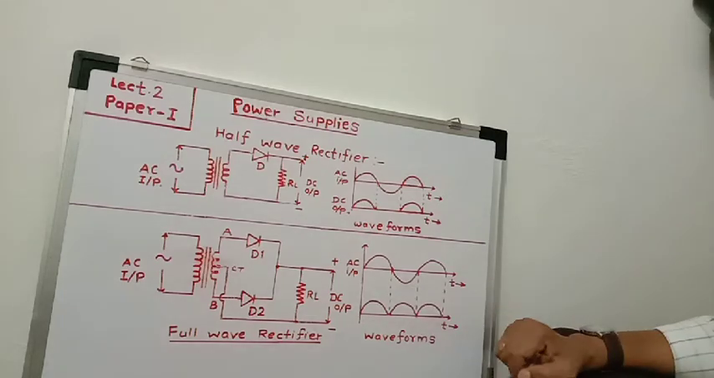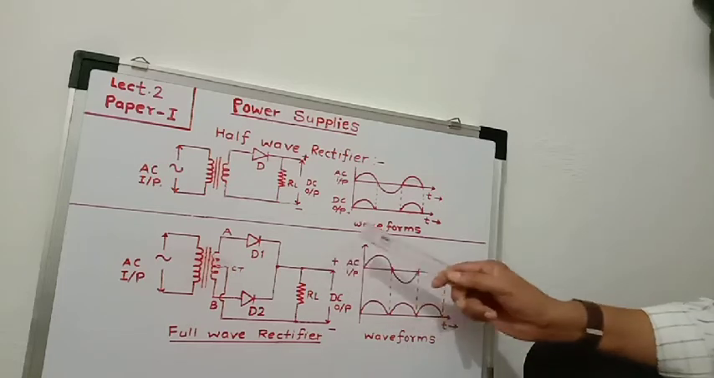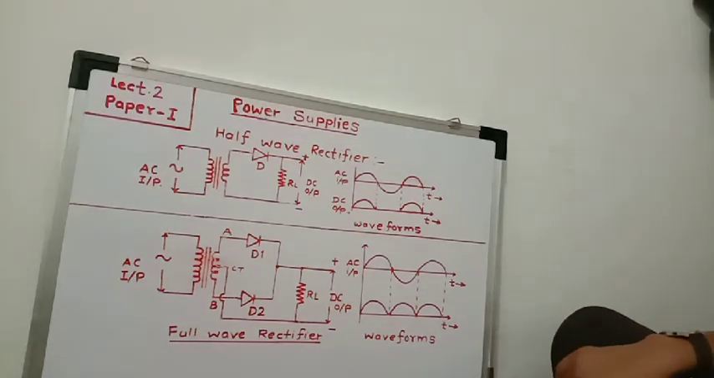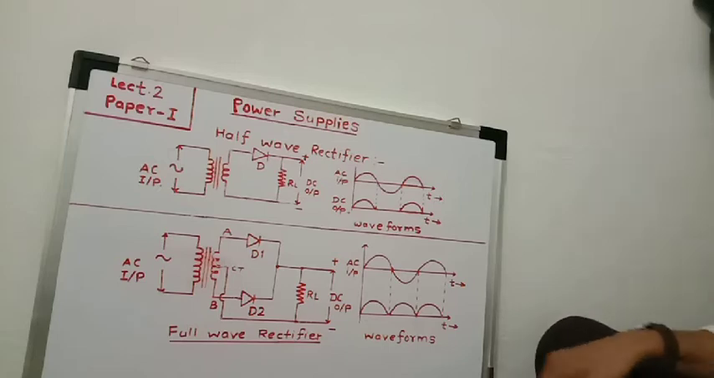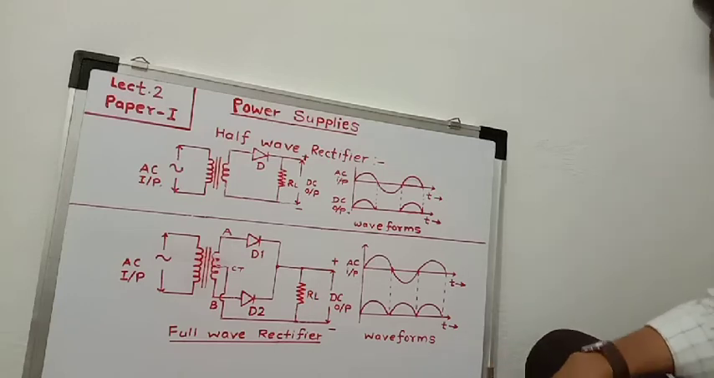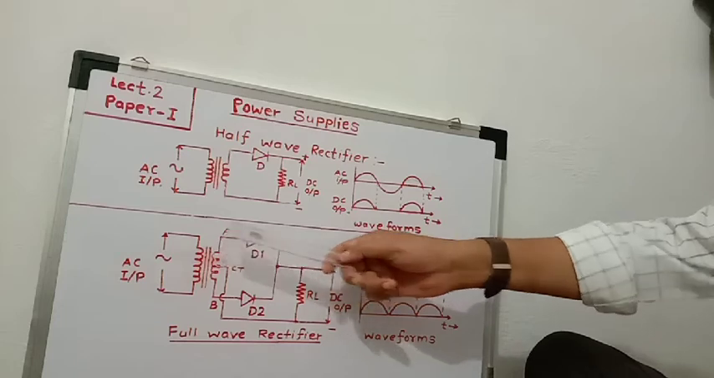Now, what is the average DC output voltage of this full wave rectifier circuit? The average DC output voltage VDC is equal to 2 Vp upon pi, that is 0.636 into Vp. Then since both diodes conduct, the peak inverse voltage PIV is equal to 2 Vp, where Vp is the peak secondary voltage.